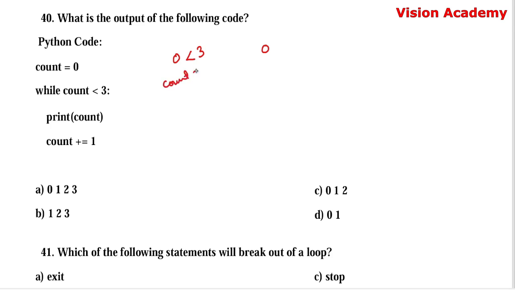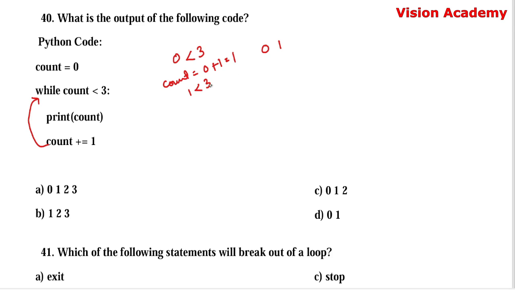Now it is going to increment the value of count by 1. So count is equal to count plus 1. Count is 0 for the first time. 0 plus 1 is equal to 1. Now the count value is 1. Again control transfers to the while loop. Now count value is 1, 1 is less than 3, yes, once again the condition is true. Once the condition is true, it is going to print the value of count, which is 1.